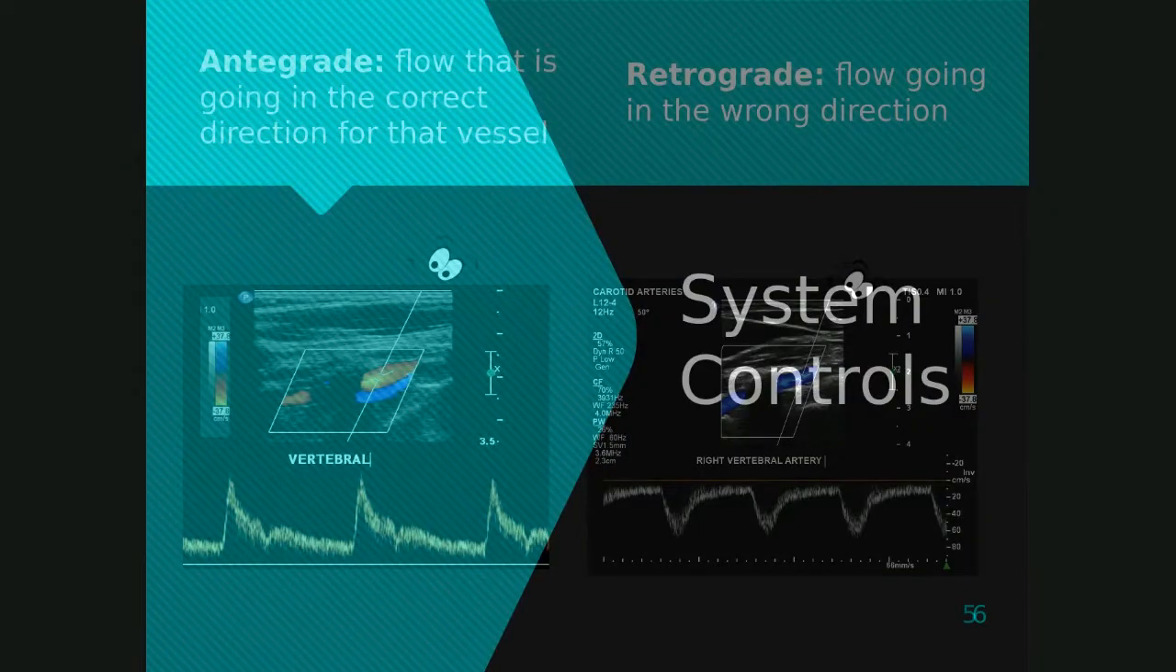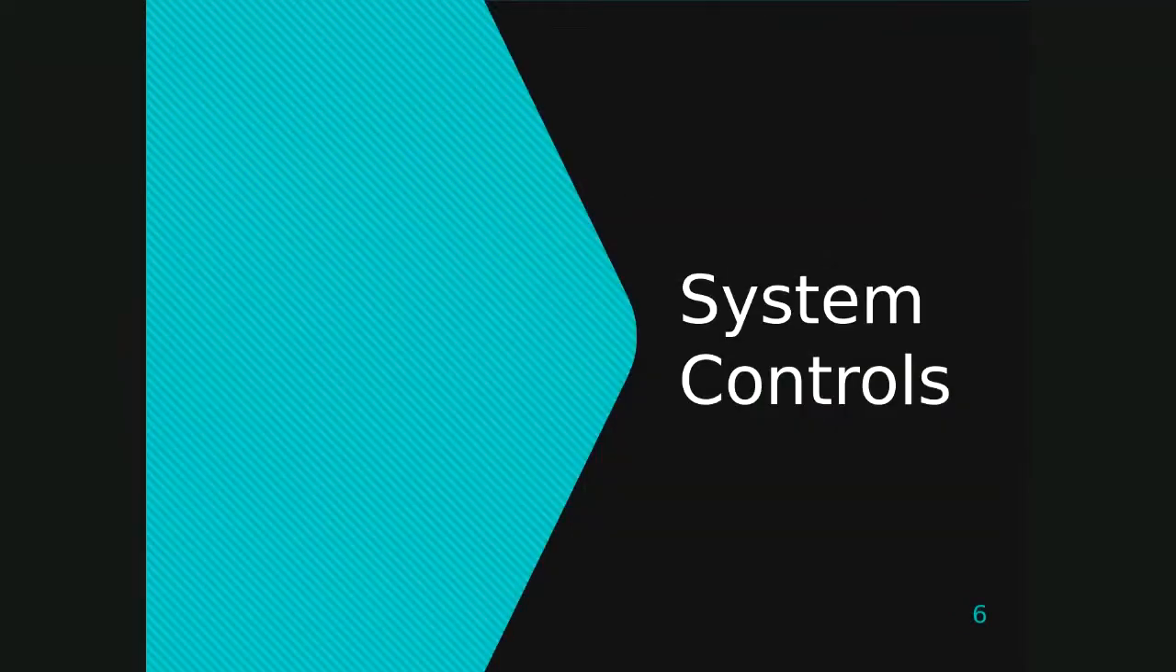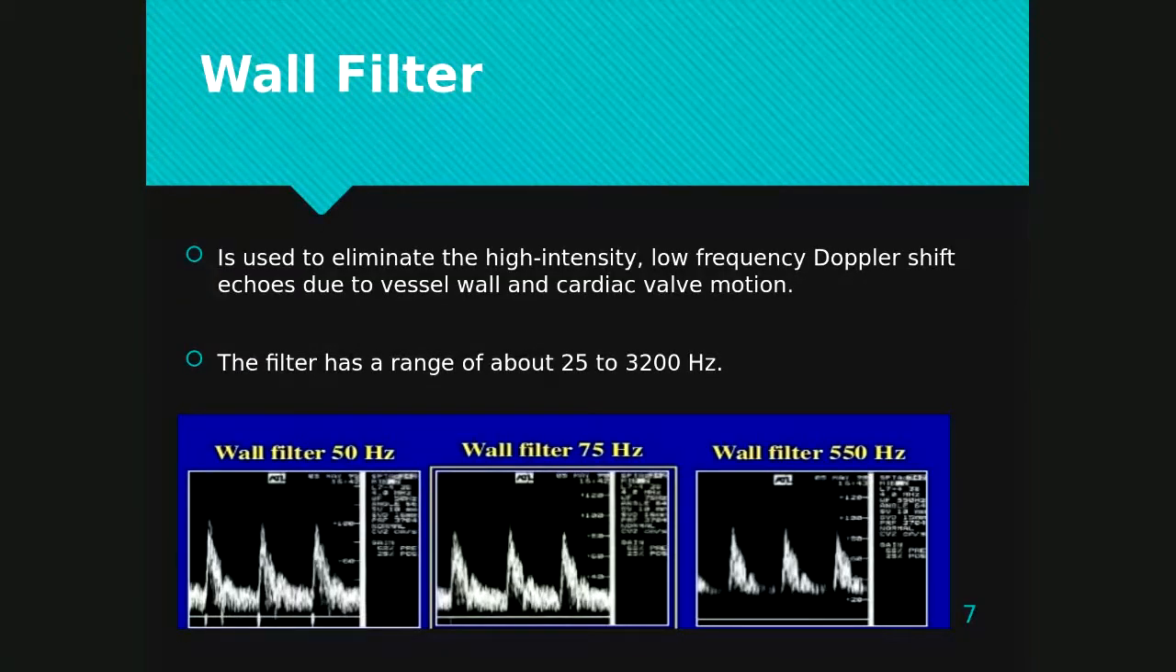Okay, a couple of controls to make sure you're understanding how to use them and what they do. The wall filter, by definition, is a filter, just as it says, and it's used to eliminate the very high amplitude, often very slow or low frequency Doppler shifts that usually come from vessel wall motion or cardiac valve motion. So we don't make this too complicated. When they say high intensity, when you're looking at a spectral display, that means that it's bright. See how shaded in this is and very, very bright? That's what they mean by intensity, high intensity.